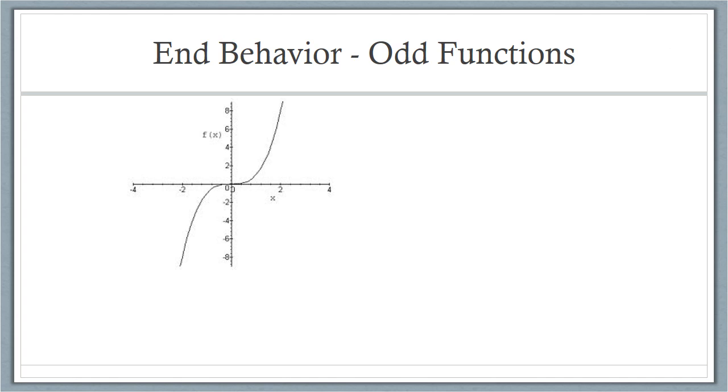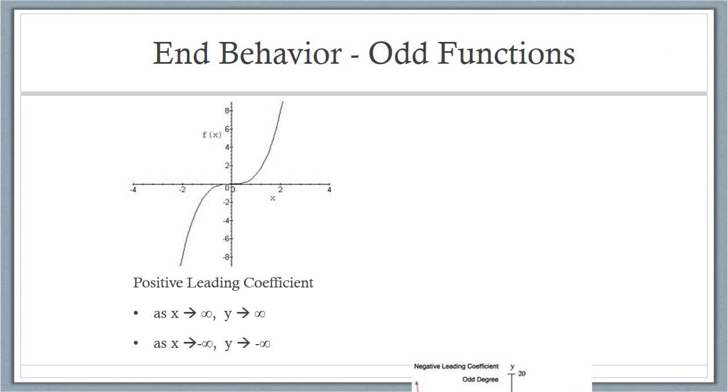This particular function, and the odd functions, notice as you look to both directions, they'll go in opposite directions. So here, as you look to the left, the graph is going down, and as you look to the right, it's going up. This particular graph will have a positive leading coefficient. What that means is the very first number is going to be positive. What happens when you have a positive leading coefficient on an odd function is what we're seeing here. As x gets larger and larger to the right, the graph goes up. But as x gets smaller and smaller and goes towards negative infinity on the left, y goes down.